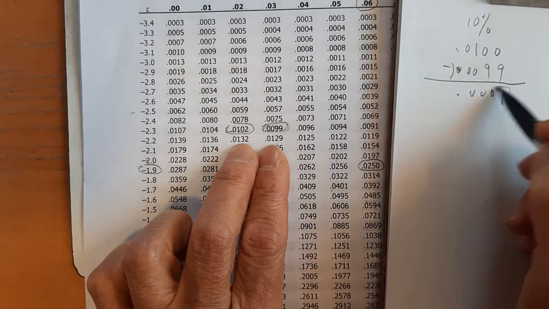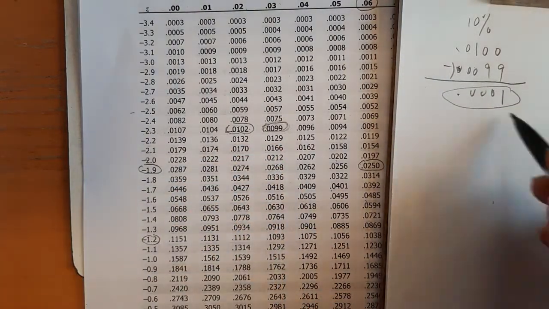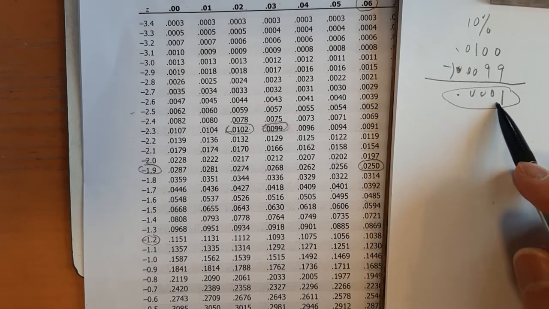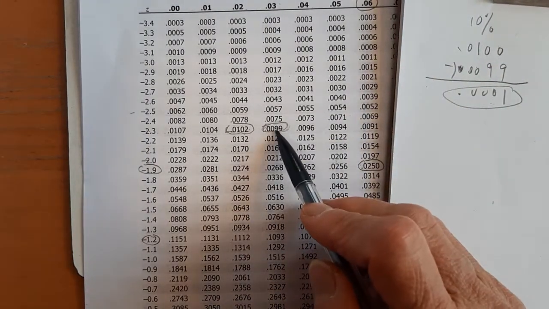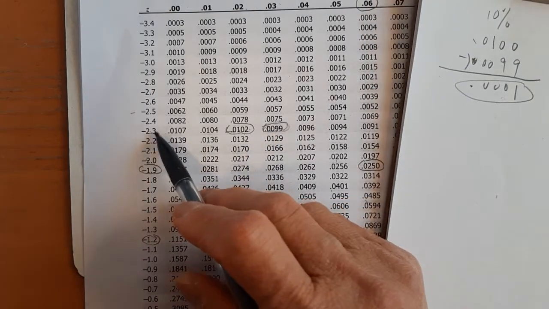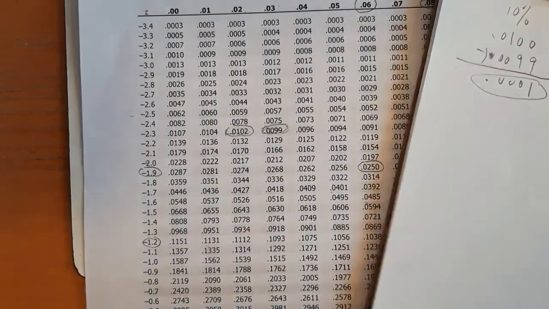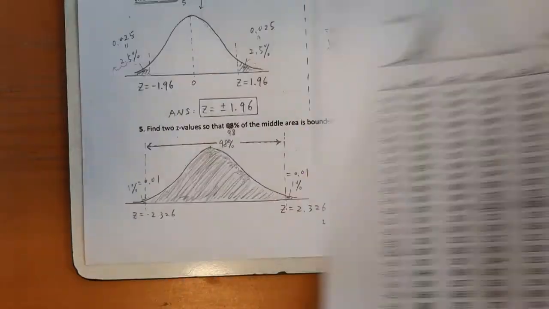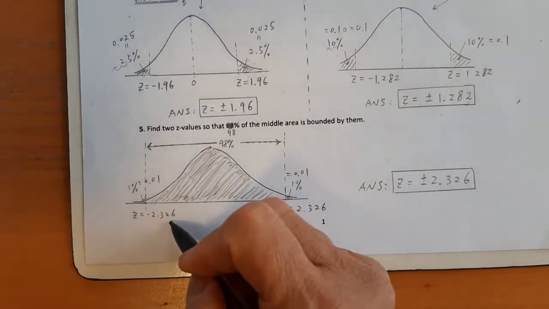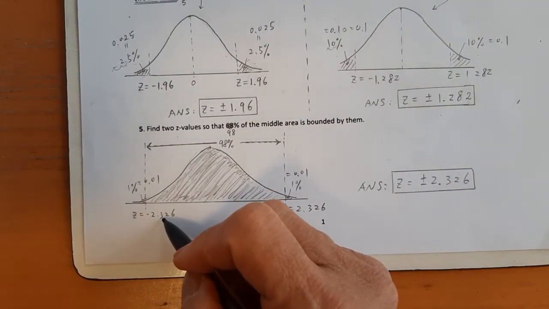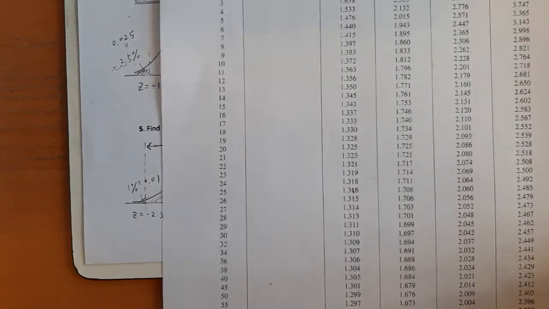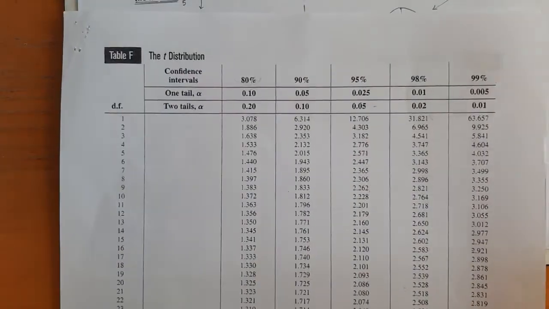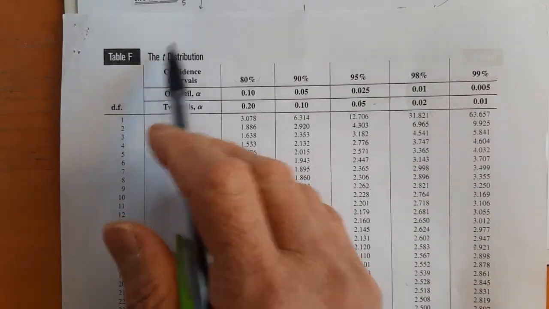Positive. So this one is closer than this one, smaller. The difference is smaller, so this one is closer. So you choose negative 2.33. It's the same answer as this number. You round it, it is negative 2.33. And the more accurate one is this T table. You will use this T table in chapter 6.